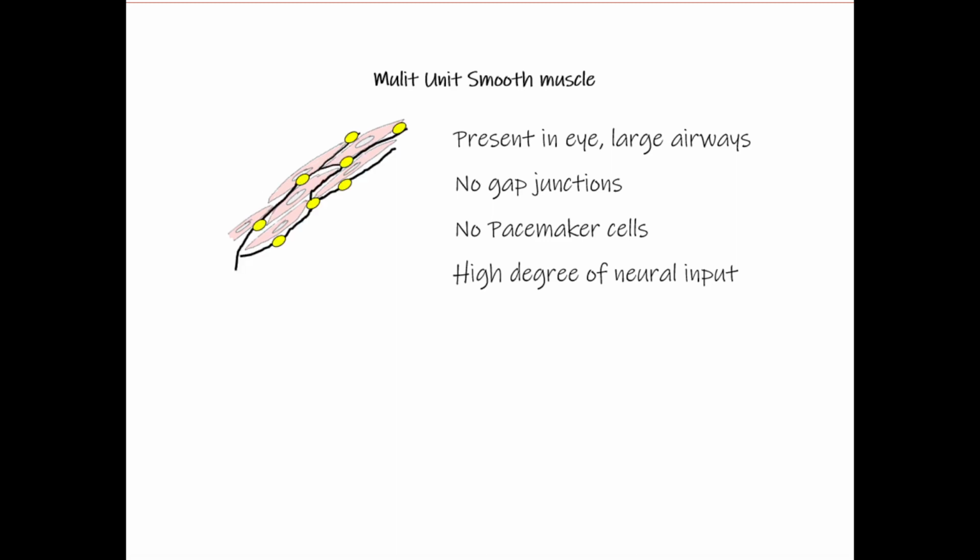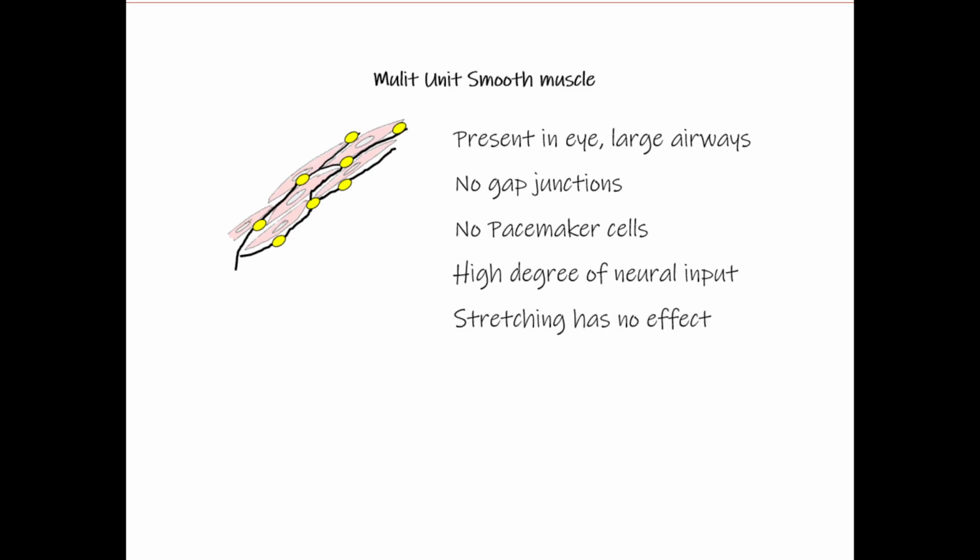Without gap junctions, we also are going to require a high degree of neural input, because activating one cell with a neural stimulus won't do anything to neighboring cells. So we'll have a high degree of neural input, with each cell having a synapse.